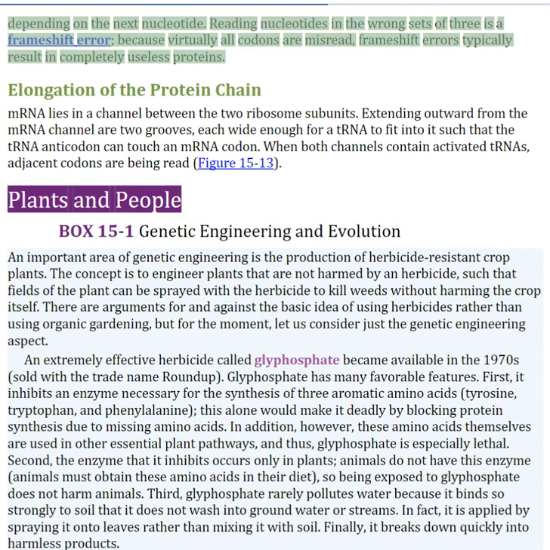Reading nucleotides in the wrong sets of 3 is a frameshift error, because virtually all codons are misread. Frameshift errors typically result in completely useless proteins.